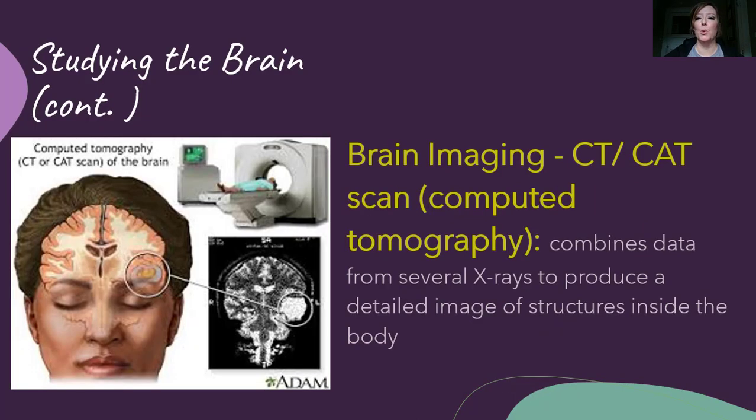We study the brain through CT or CAT scans, and this is computed tomography. So in a CT scan, you are combining data from several X-rays at different positions to produce a detailed image of the structures inside the body. So you're seeing the soft tissue, you're seeing bone. On your screen, you see an illustration of a CT scanning machine. So this is the type where someone goes into the machine and they're taking pictures from different vantage points all the way around that machine.